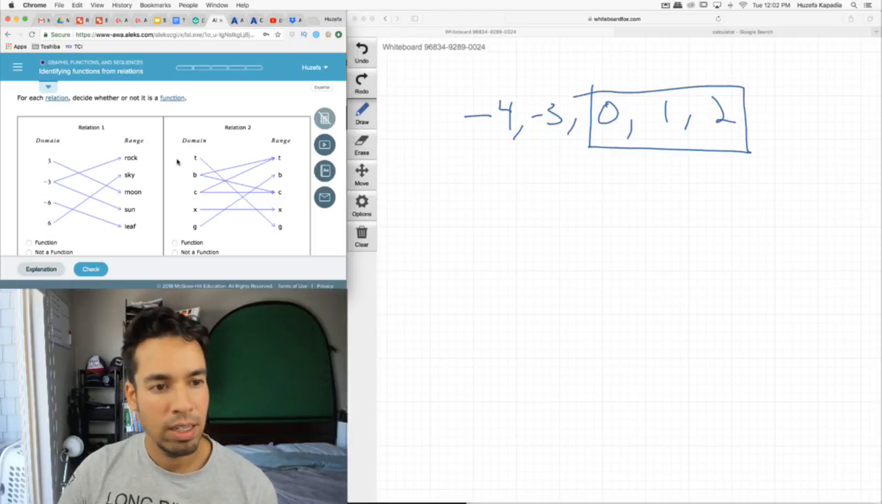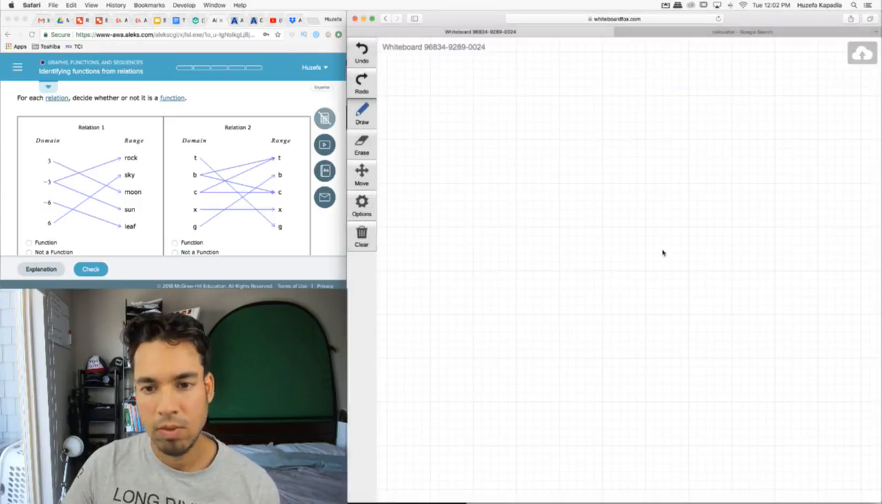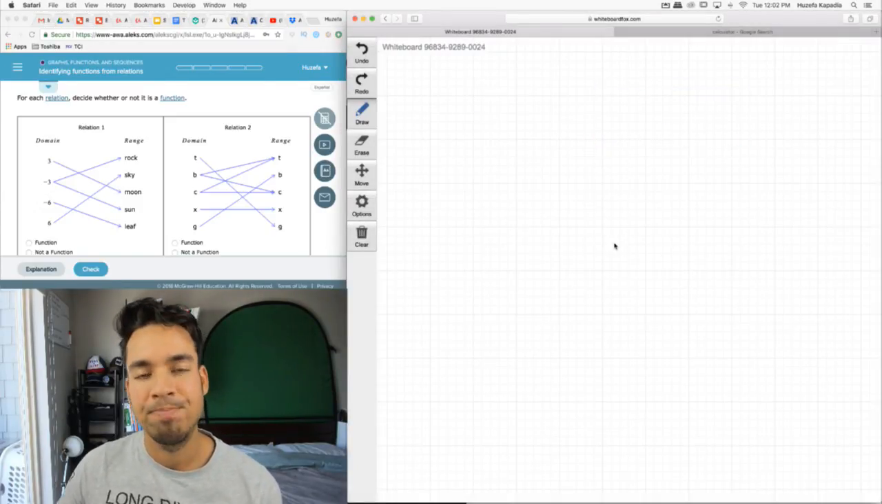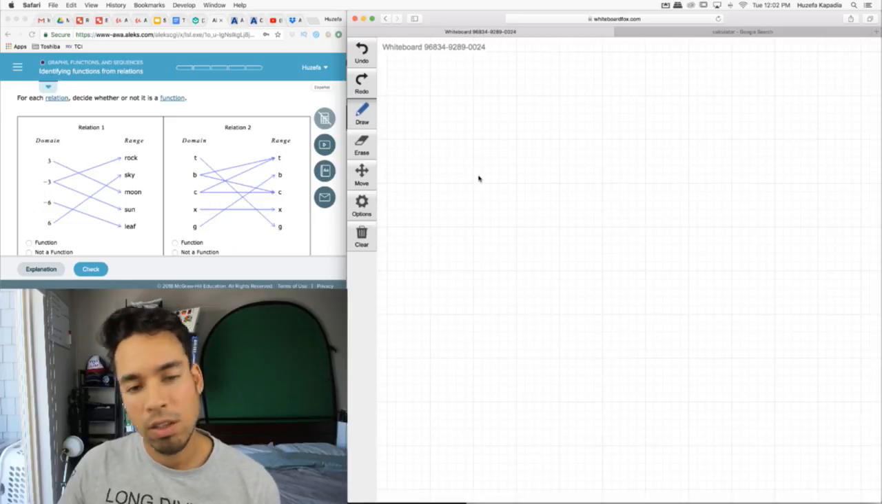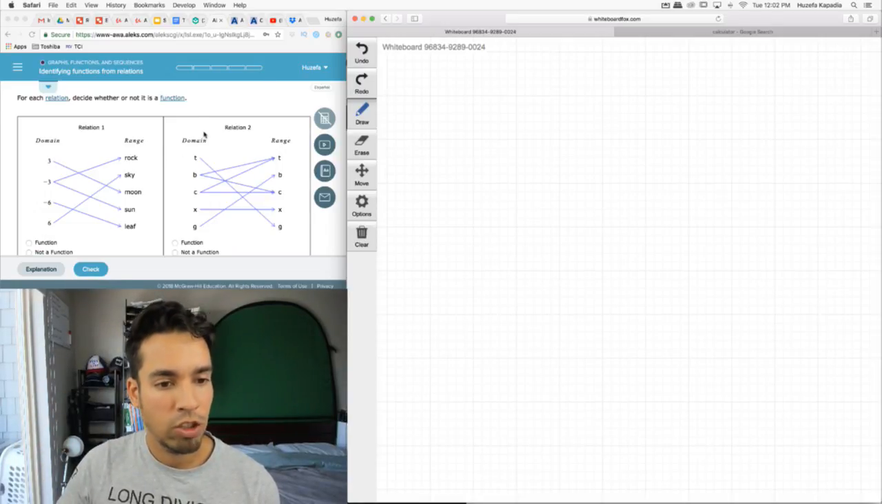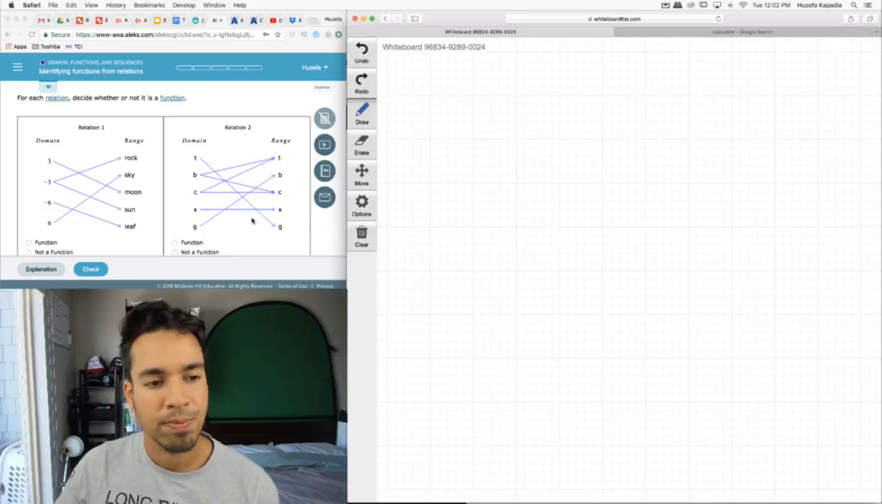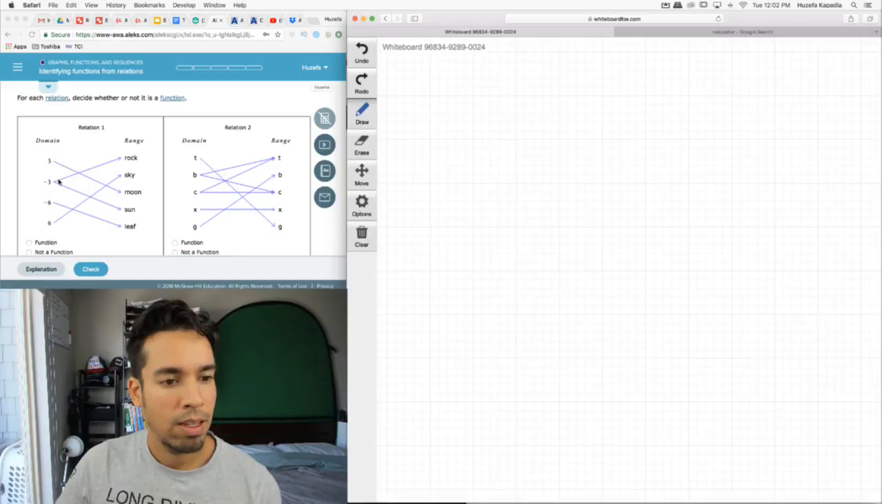Decide whether or not it is a function. Now, identifying functions from relations. Here's the deal. What is a function and what is a relation? Well, these are all relations, okay? But whether or not they're a function has to do with the relationship between the domain and the range. Domain is x's, range is y's. The way you want to think about it is the x's can only be associated with one y.